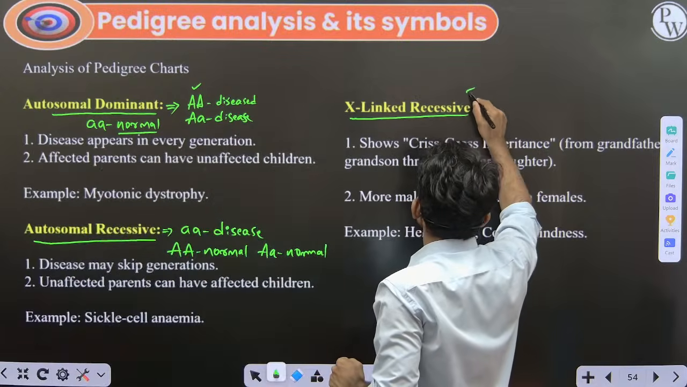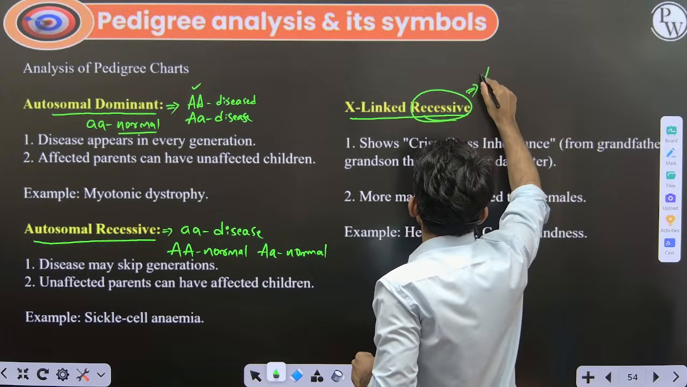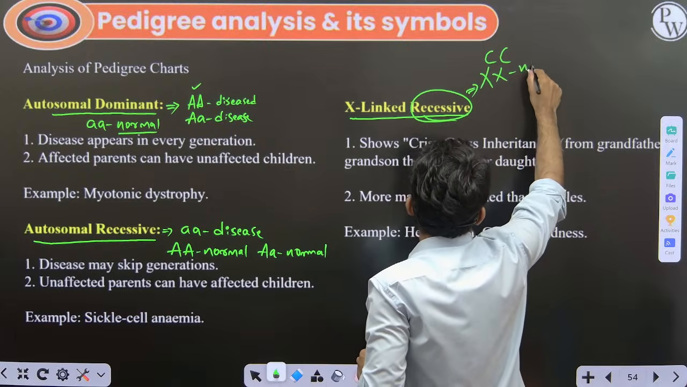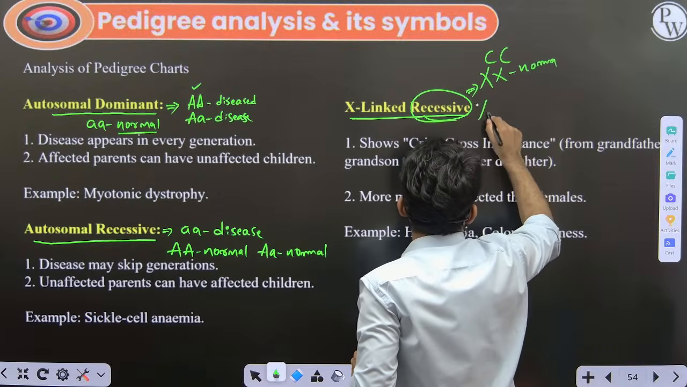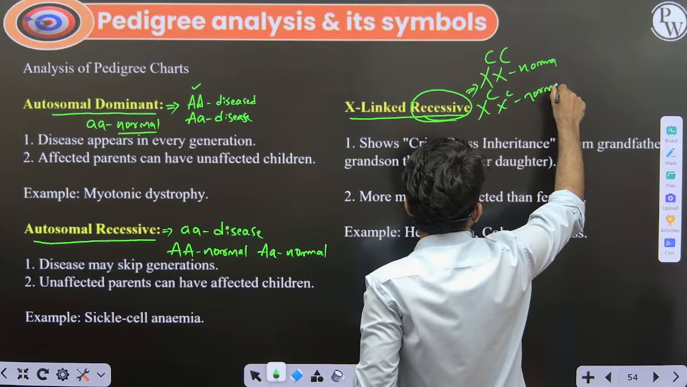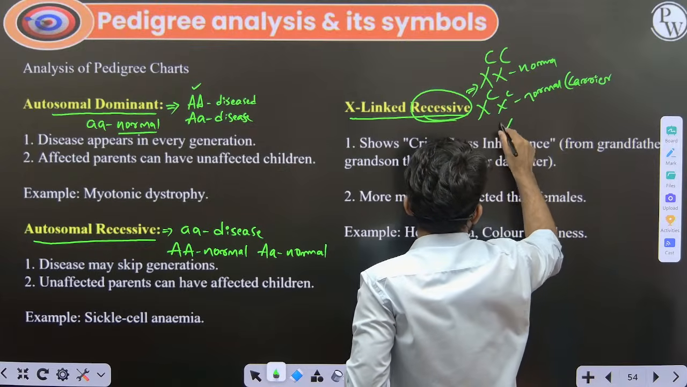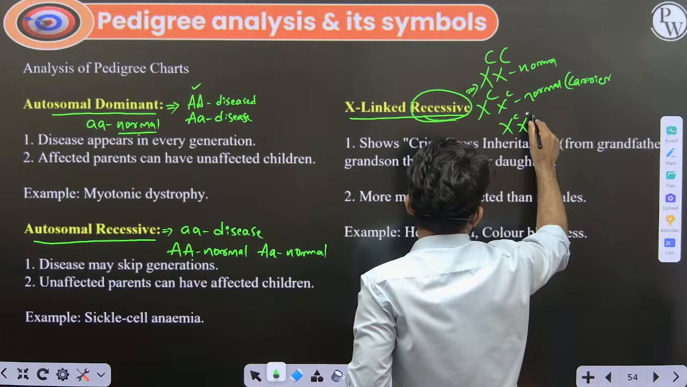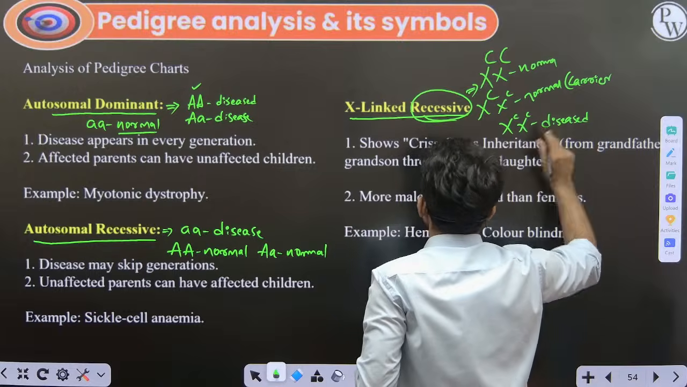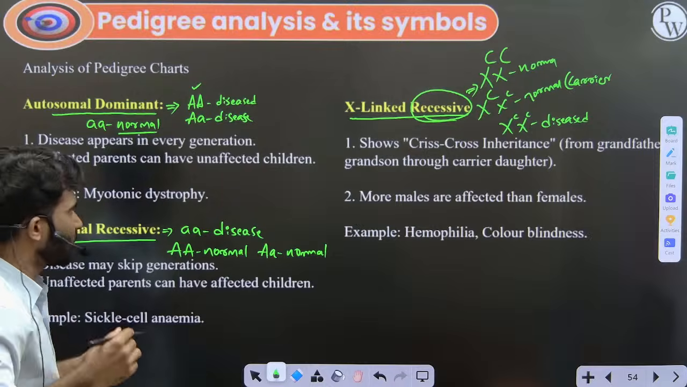When it comes to X-linked recessive, again there must be a recessive gene. Suppose X carrying capital C and X carrying capital C, it is a normal individual. X carrying capital C and X carrying small c is again a normal individual, also acting as a carrier. Right. So when these diseases appear, we are going to analyze the chart.